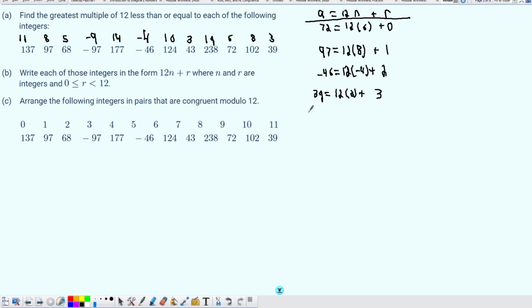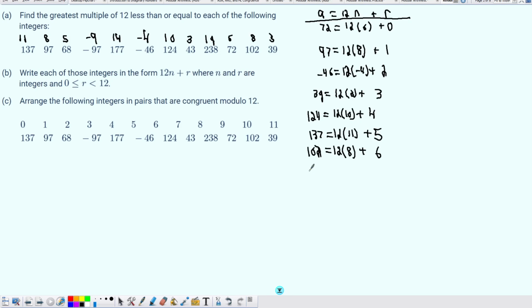Then we have 124, which is equal to 12 times 10 plus 4. Then my next one is going to be 137, which is equal to 12 times 11 plus 5. My next one is 102, which is equal to 12 times 8 plus 6.